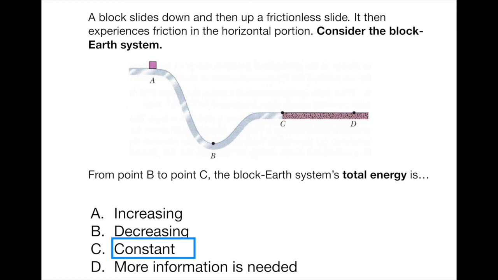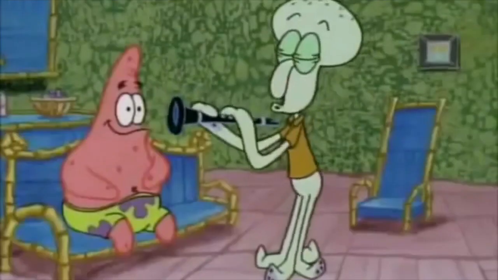The total energy is constant here as well. Again, no external work on the system. Finally, from C to D. Okay, hopefully you got here that at this point there is external work on the system due to friction, and so the total energy of the system would decrease because the work done by friction is always negative.